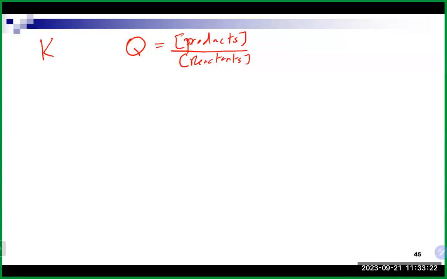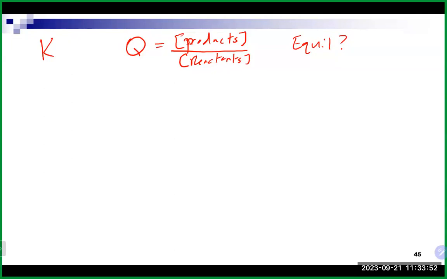And really, there's kind of two reasons why we use Q and a couple of places where we would use Q. As we talked about, we can compare Q to the K value, and that will tell us whether or not we're at equilibrium. So that's the main type of Q question, which is, is this system pretty much at equilibrium? And the second thing that will tell you is, if it is not at equilibrium, which way the reaction needs to proceed to reach equilibrium.